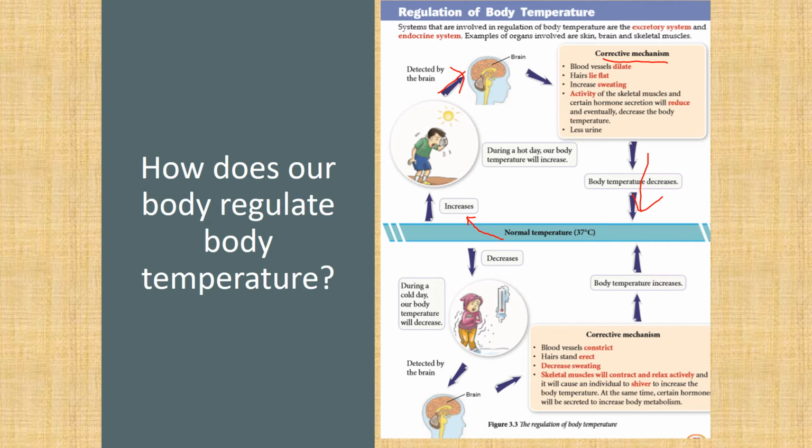Same goes when our body temperature decreases. So what happens? It will be detected by the brain and then it will stimulate corrective mechanism. So the corrective mechanisms are blood vessels constrict, hairs stand erect, decreased sweating, skeletal muscle will contract and relax actively, and it will cause an individual to shiver to increase the body temperature. At the same time, certain hormones will be secreted to increase body metabolism.